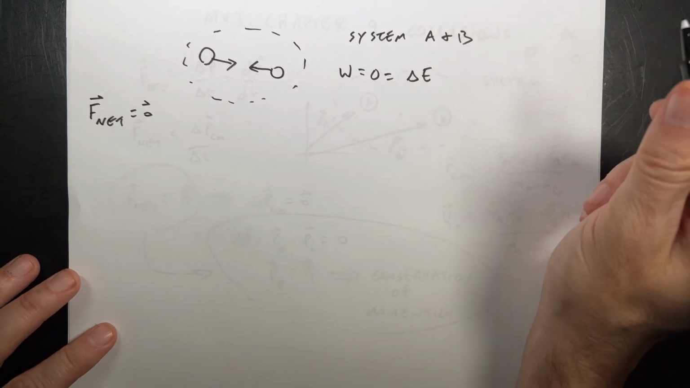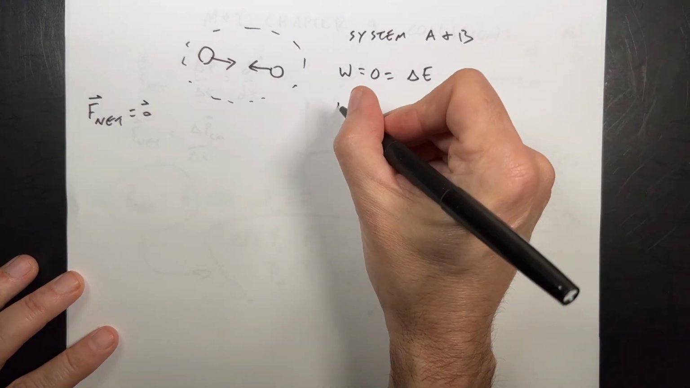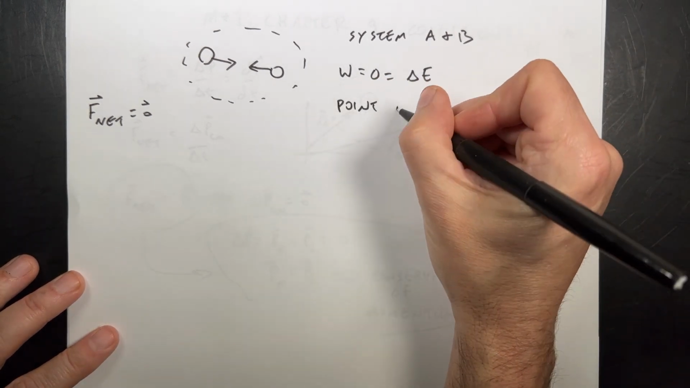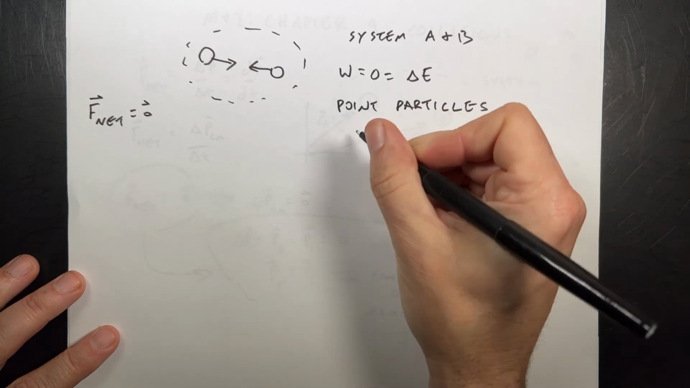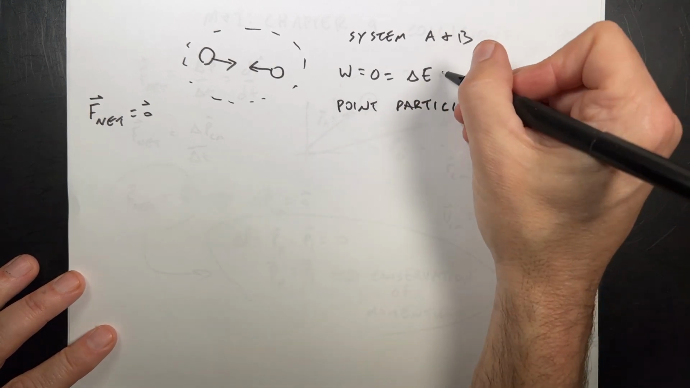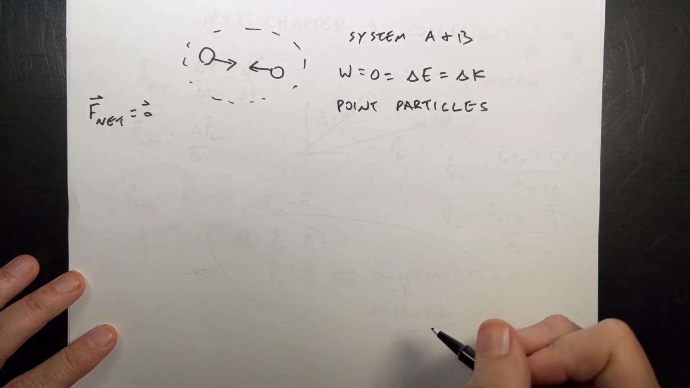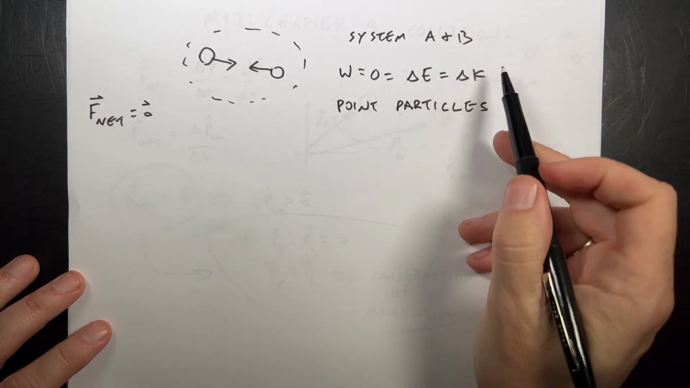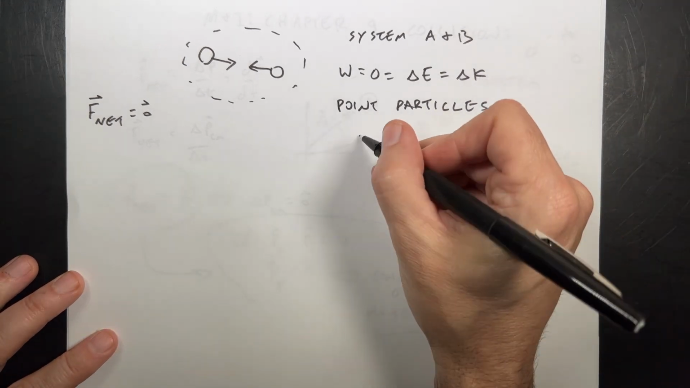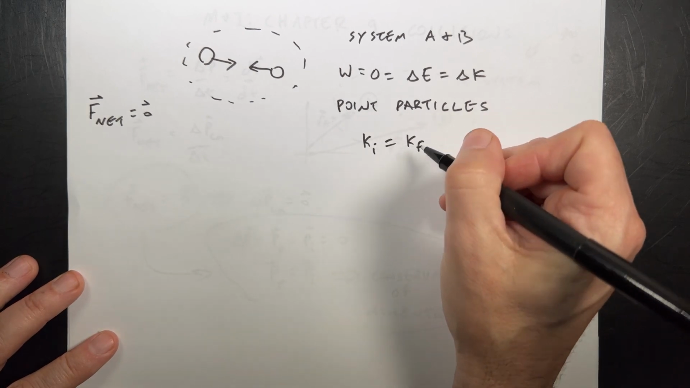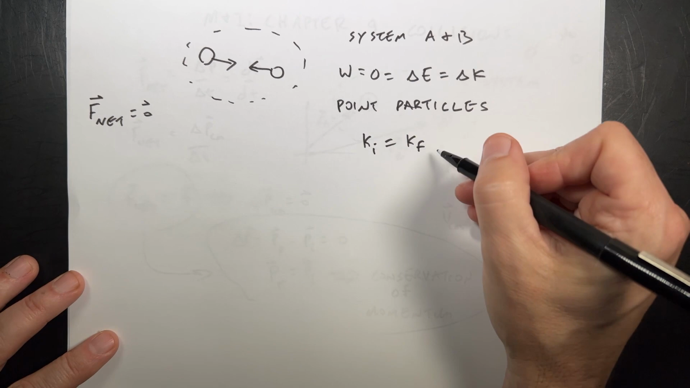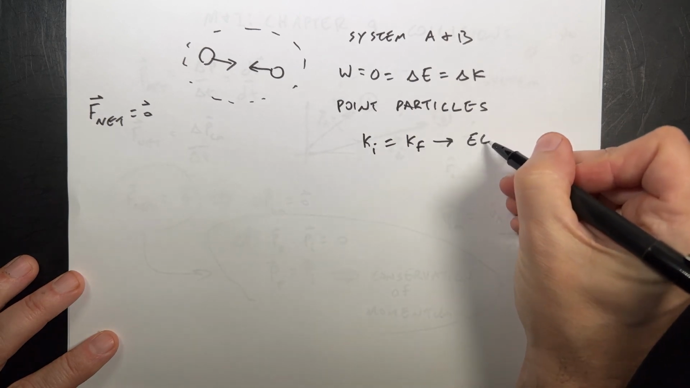Now, if these are point particles, they can only have kinetic energy. So this would be a change in kinetic energy. So the change in kinetic energy would be 0. And so I can also say the initial total kinetic energy is equal to the final kinetic energy in this particular case. And we call this an elastic collision.